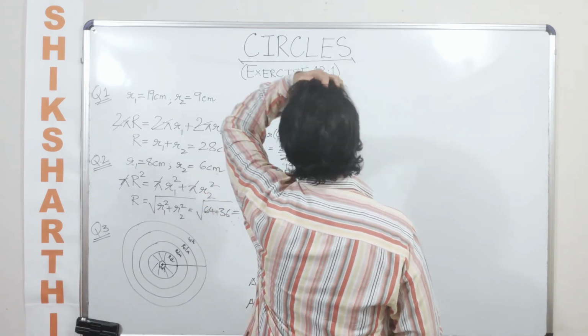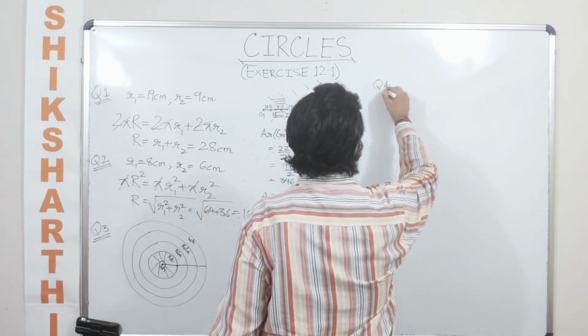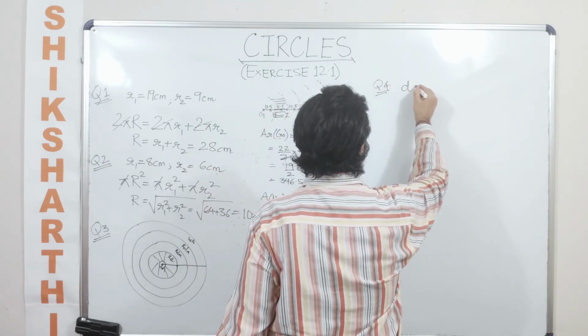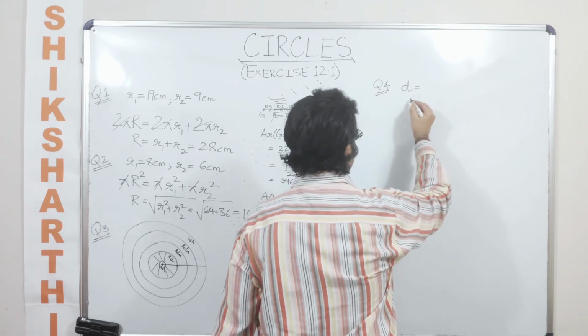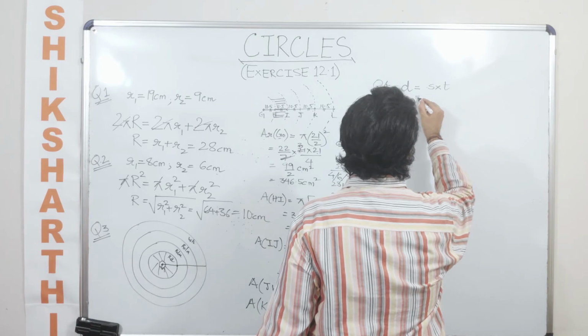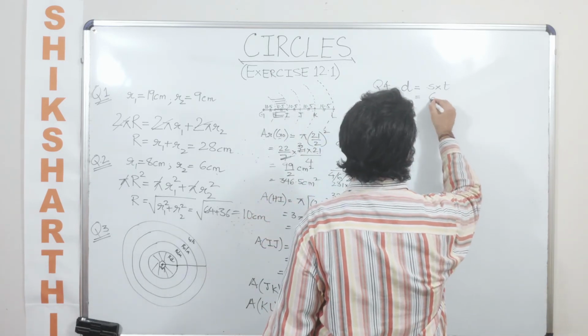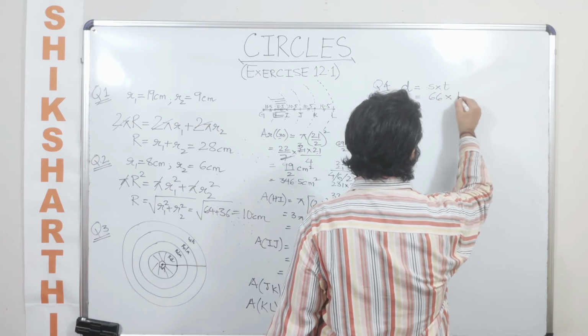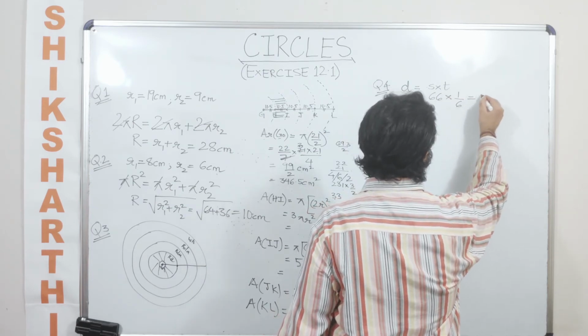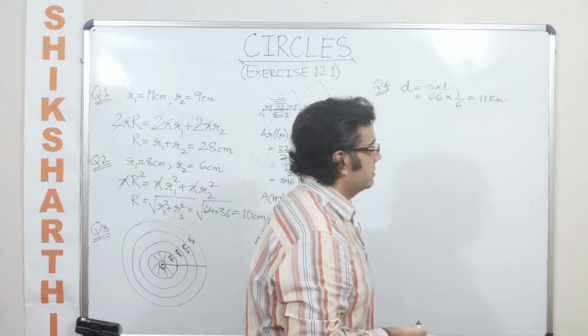Okay, so we're solving question number 4, wherein we can calculate the distance traveled by the wheels in 10 minutes. Now distance is nothing but speed into time. Speed is given to you as 66 km per hour, and the time is given to you as 10 minutes, which is 1/6 of an hour. So the distance that has to be covered is 11 kilometers.